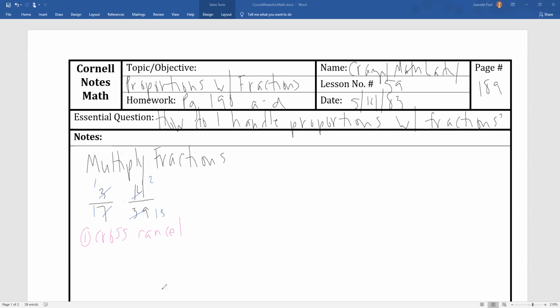And now I'm just going to multiply across. 1 times 2 gives me a product of 2, and then 1 times 13 gives me a product of 13. So that would be how to multiply fractions. And then the next skill that I need is solving proportions.